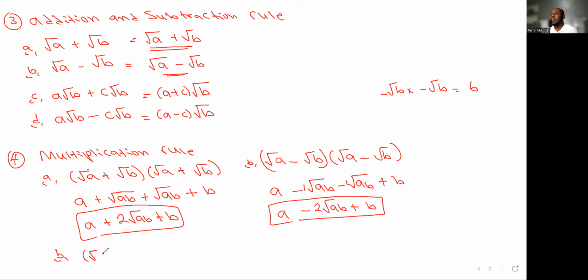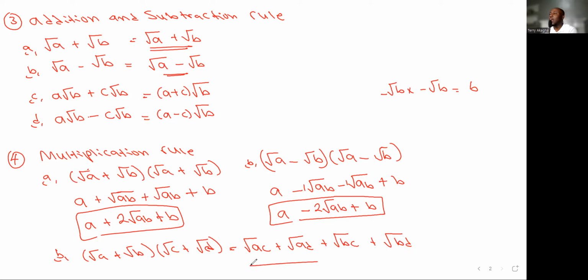So if, for instance, you have root A plus root B multiplied by root C plus root D, now the surds here are different. The same thing: root A times root C will give you root AC. Root A times root D will give you root AD. Root B times root C will give you root BC. Root B times root D will give you root BD. And that will be the answer for that. And that's how you do the multiplication. So basically, multiplication follows the concept of expanding the bracket.